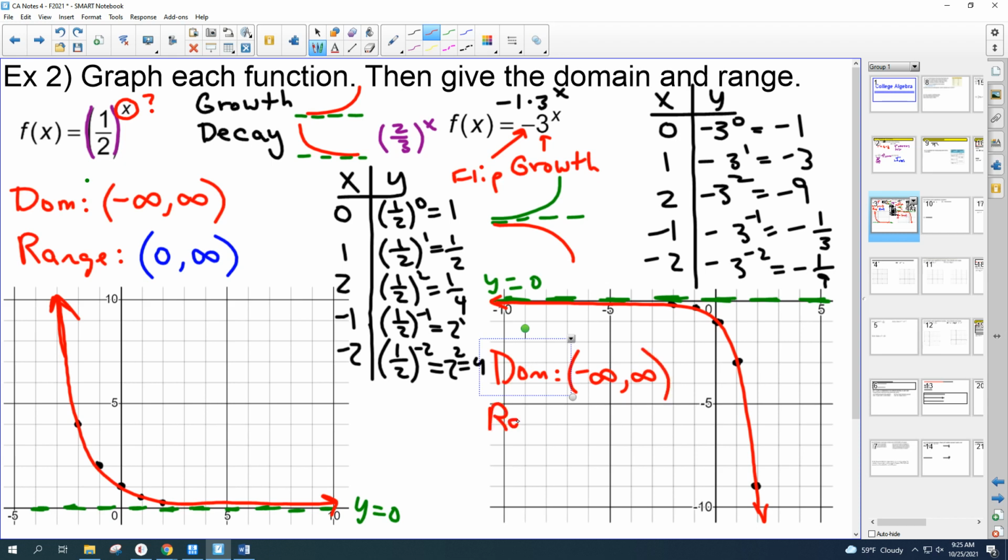And the range this time, we don't start at 0 here. We start at the smallest number. The smallest y number would be -infinity. It's going from all the way down at the bottom, -infinity, up until 0. And it's a parenthesis because it will never equal 0.